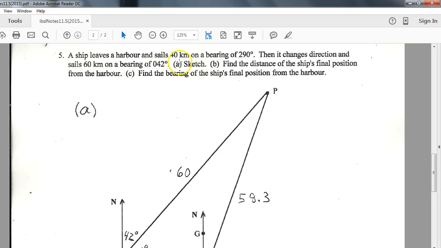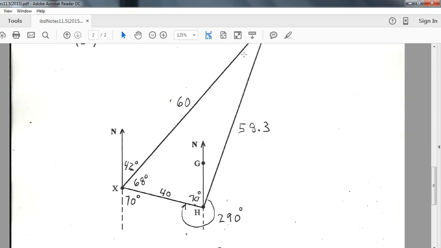But here we go. We have a ship leaving the harbor. It's going to sail a distance of 40 kilometers on a bearing of 290. So let's just start with that for a minute. Remember that this would mean clockwise from the north. So wherever I'm going to put my pencil down to begin with here, we're going to call this point H. This is the harbor. This is where we started. If we're going on a bearing of 290 from the north, that means I'm starting right here, and I'm going to go 290 degrees to right there.